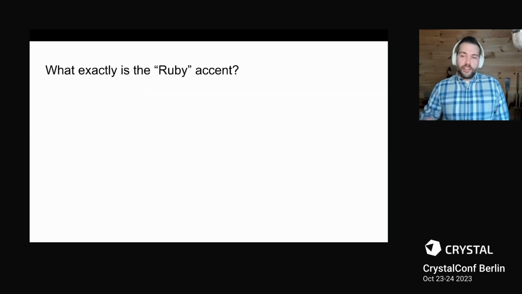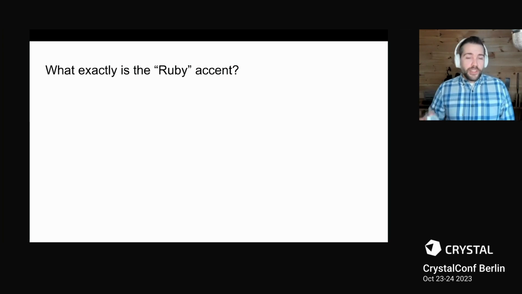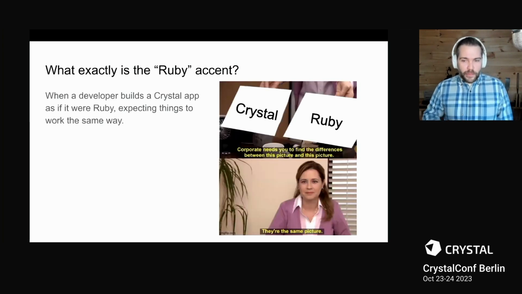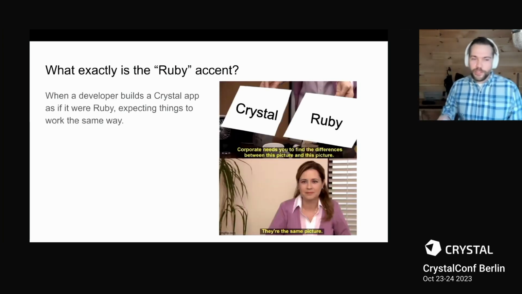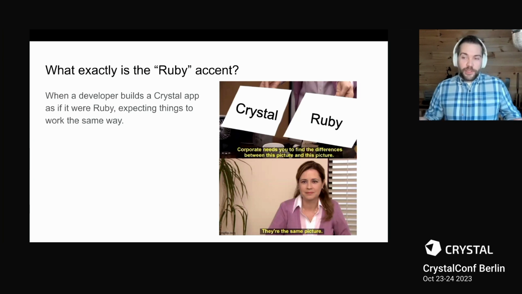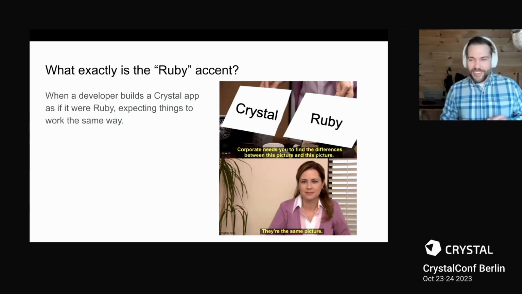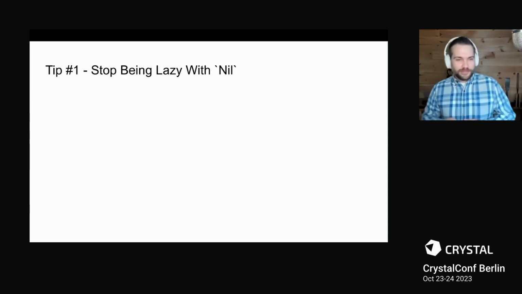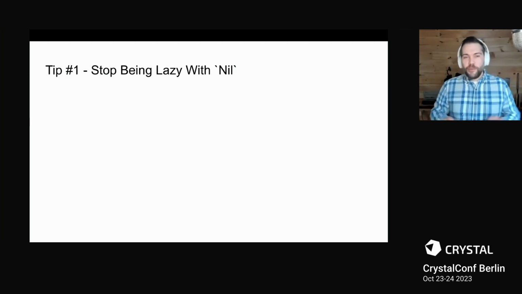So let's get started by defining what exactly is the Ruby accent. Well, it's when a developer builds a Crystal app as if it were Ruby, expecting things to work the same. But they're pretty similar, they look very similar, but they're not the same, contrary to what the meme says. All right, so tip number 1 is don't be lazy with nil.